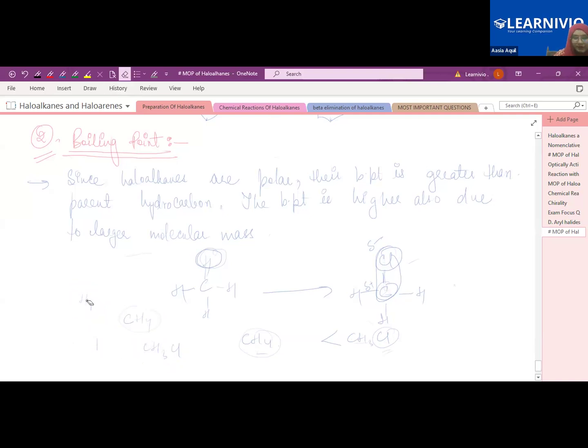Okay, we will discuss it in detail and we will do some questions. Do you get my point? Why haloalkanes have more boiling point as compared to the hydrocarbon chain? So after that, you can write that RX, which is a haloalkane, has more boiling point than your RH. So RH is a hydrocarbon.